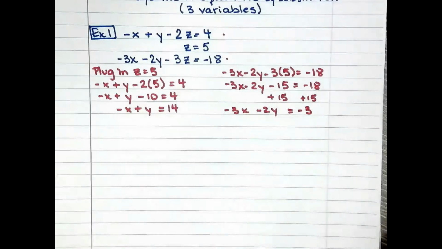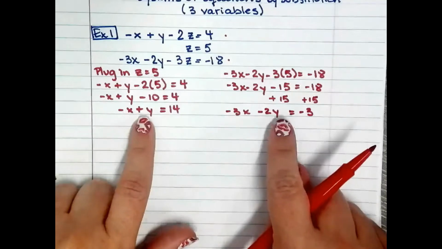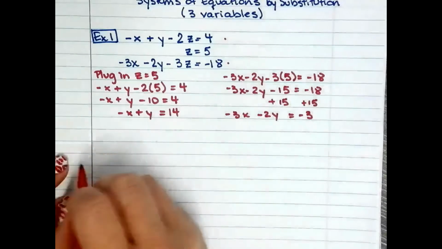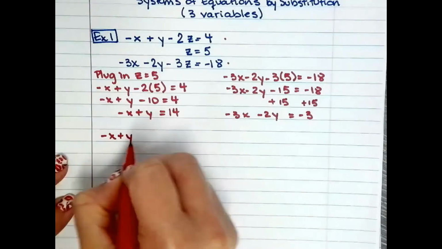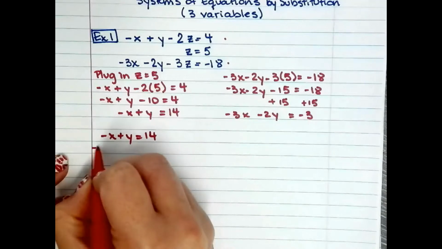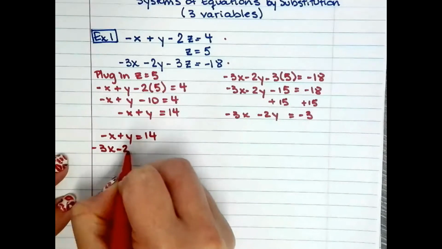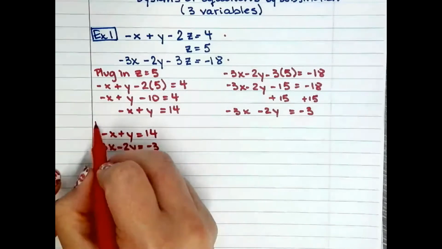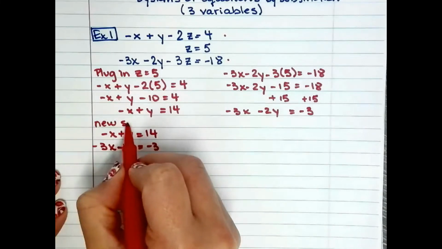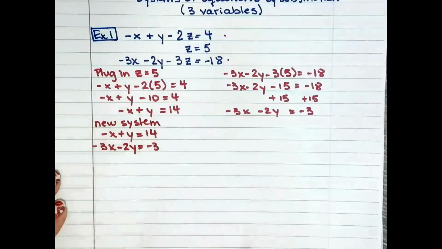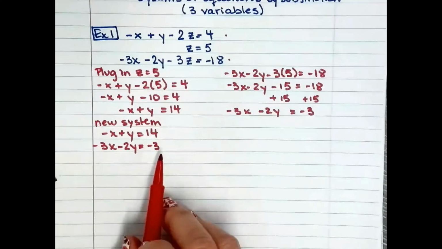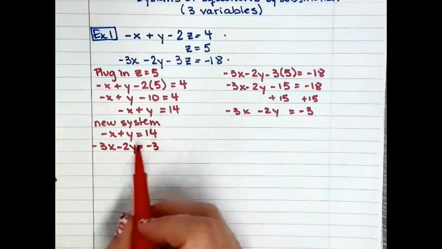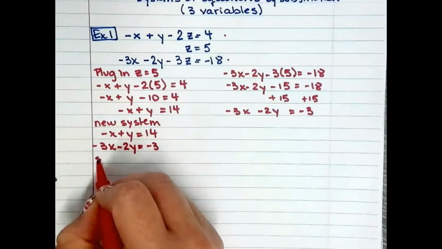Okay, so now I'm in luck because I have just the basic two variable system right here. I'm going to write it out in a way that you're familiar with, and you've been doing this since Algebra 1, so you can do it with your eyes closed. So this is my new system. I'm going to use substitution to solve my new two variable system like we've been doing.